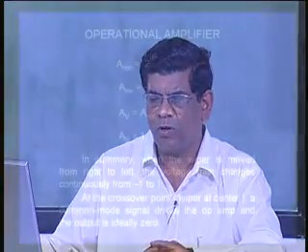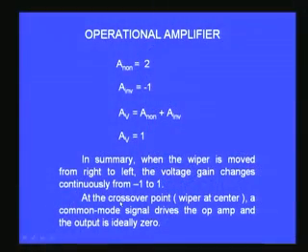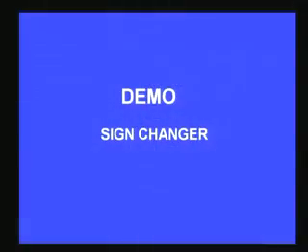So as the wiper is moved from right to left, the voltage gain changes continuously from -1 to +1. At the crossover point, when it is exactly at the center approximately, a common mode signal drives the op amp and the output should ideally be 0, but you would find it can have some small millivolts which are due to the offsets of the current and voltage. So now I will show you a demonstration of the sign changer, and later on we will take one more example of an application circuit. For the sign changer, I am just going to replace the two resistors that I had previously and use only one single potentiometer, and then show you that the gain can be varied from -1 to +1 continuously.